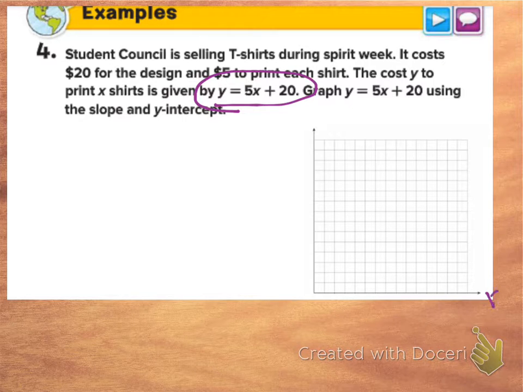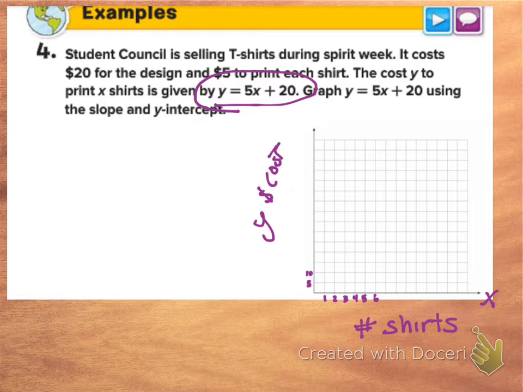X is the number of t-shirts. And Y is the cost, and that cost is $5, so I'm just going to count by fives here. You really can count by whatever you want, as long as it's consistent.